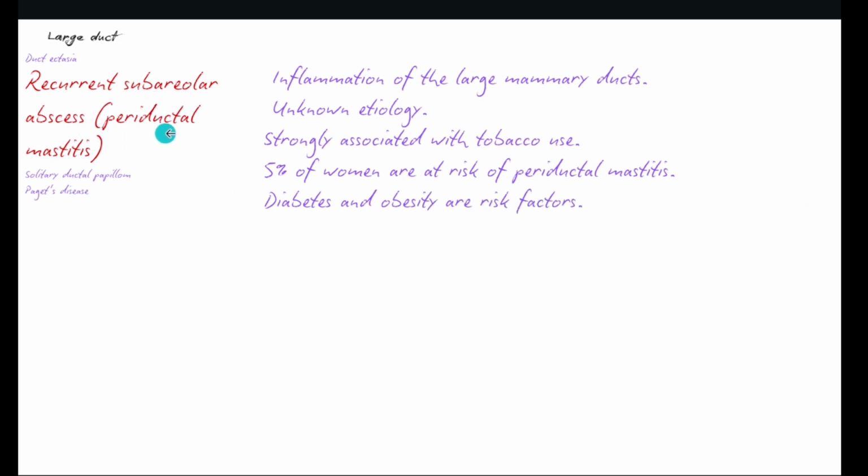Recurrent subareolar abscess, periductal mastitis. It is inflammation of the large mammary ducts of unknown etiology, strongly associated with tobacco use. 5% of women are at risk of periductal mastitis. Diabetes and obesity are risk factors.